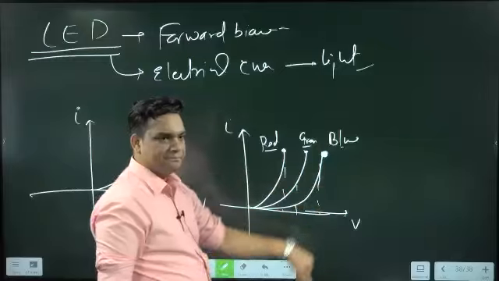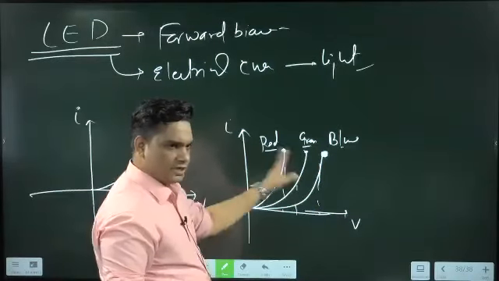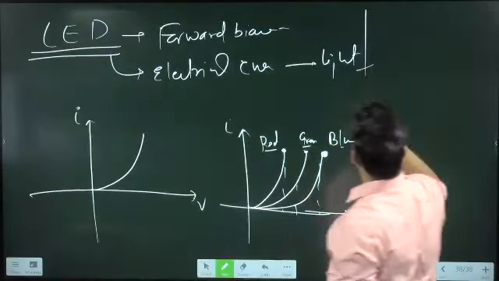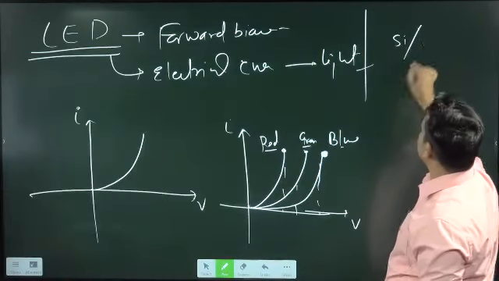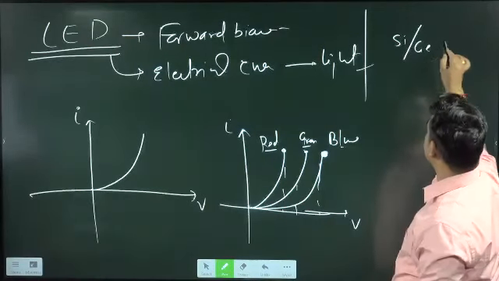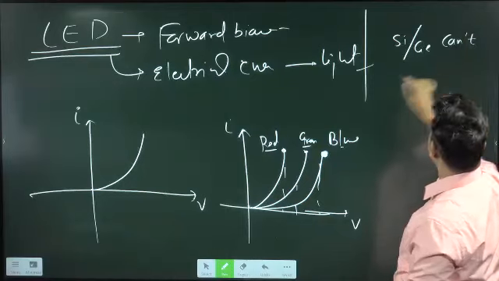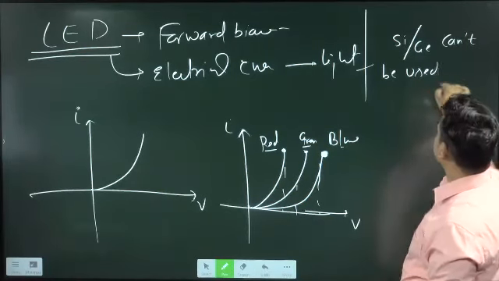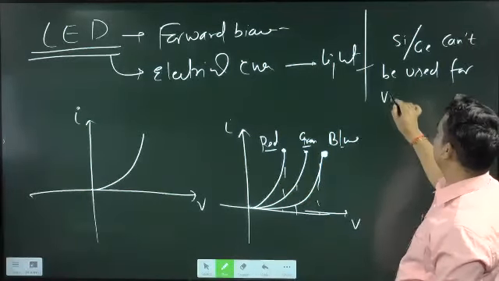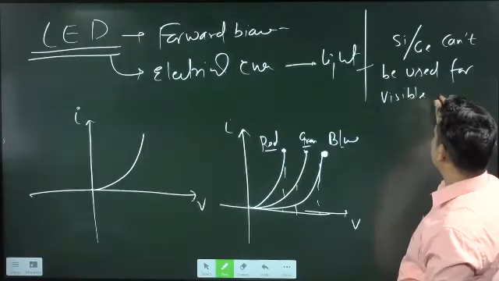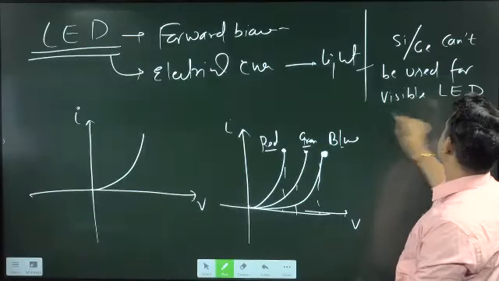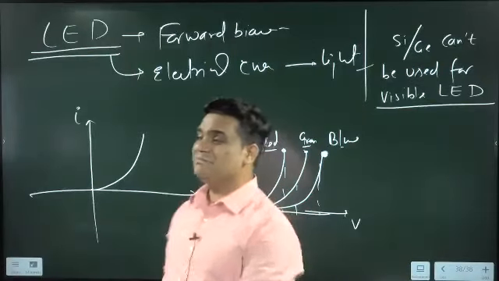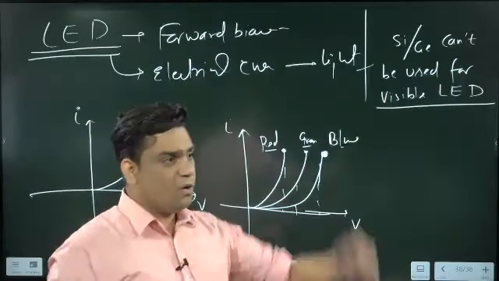Can we do this one? Okay. Yes. Then here it comes to silicon or germanium. Silicon and germanium cannot be used for visible LED. What is the reason they cannot be used for visible LED? Because their band gap is very, very small.